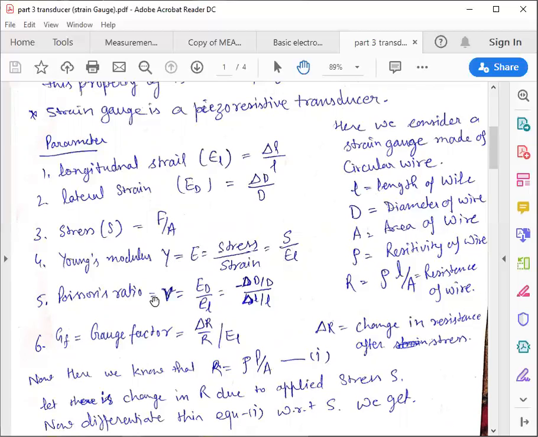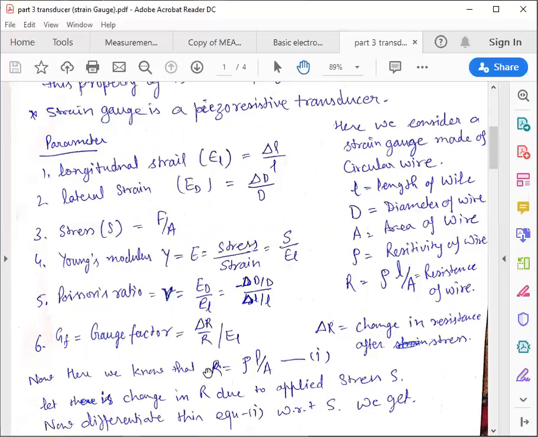Now Poisson ratio. Poisson ratio is lateral strain upon longitudinal strain, that is minus delta D by D upon delta L by L. And GF is the gauge factor, which is the change in resistance per unit change in length, delta R by R upon delta L by L. Here delta R is the change in resistance after applying stress.